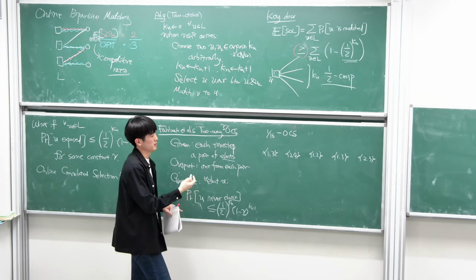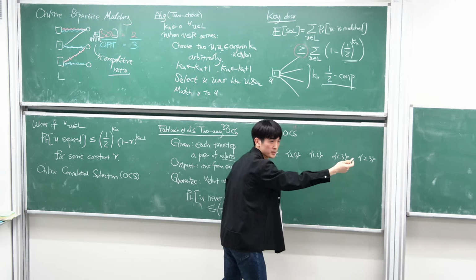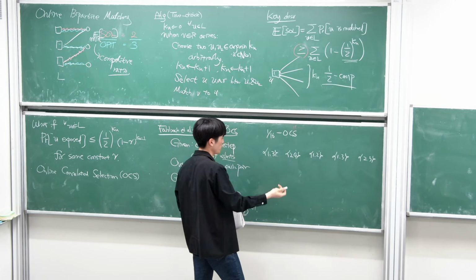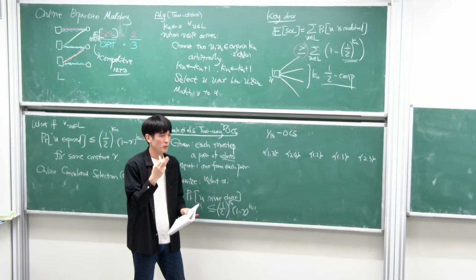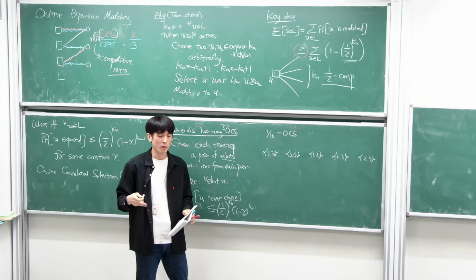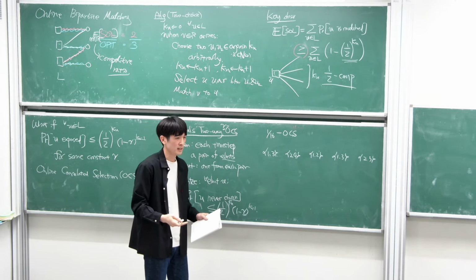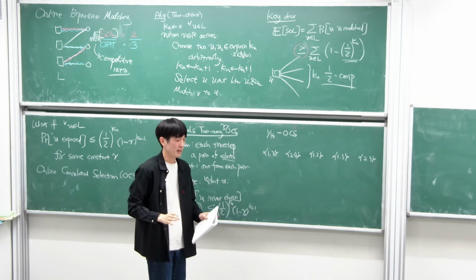So suppose we are given the pairs in this order. Here, this pair arrives first, and then second, then third, fourth, fifth. I'm going to present the algorithm as if it is an offline algorithm, but one thing that I want to note is that we can do it in an online manner. But for simplicity, let me present it as an offline algorithm.